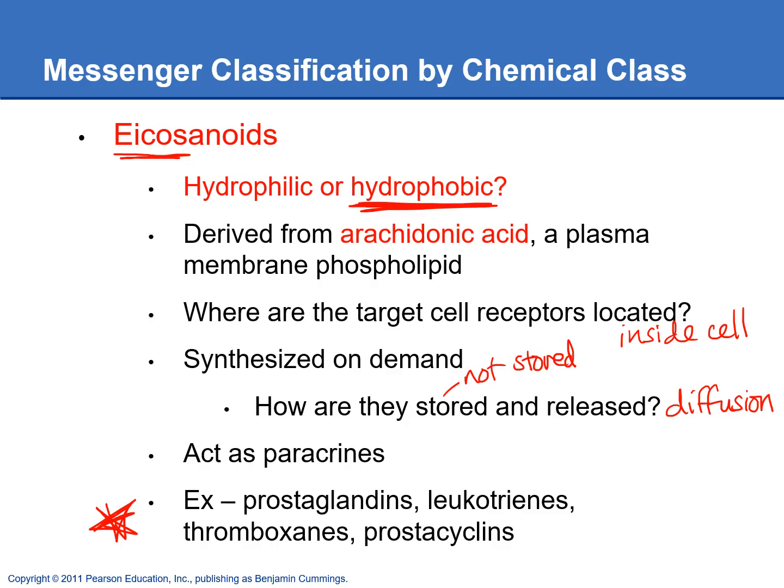And all of the eicosanoids are going to act as paracrines. And remember that paracrines are just going to diffuse out into the extracellular fluid and go to nearby cells and just talk to the neighboring cells. So they're not going to go very far.